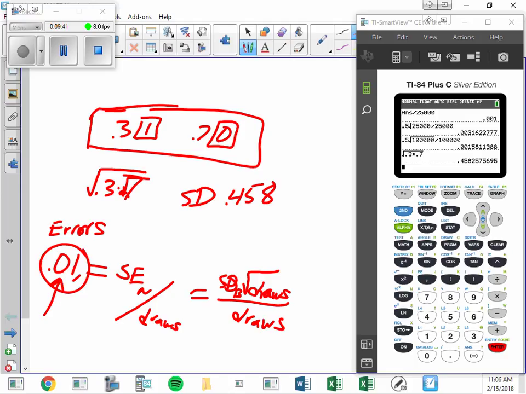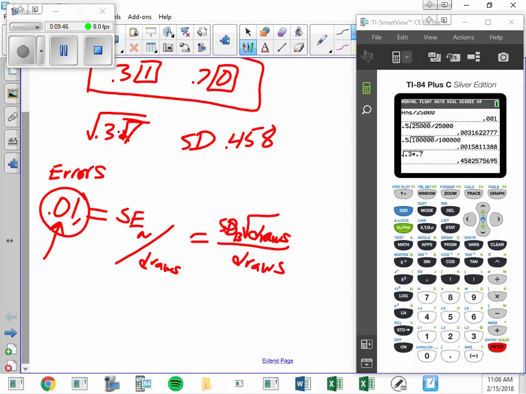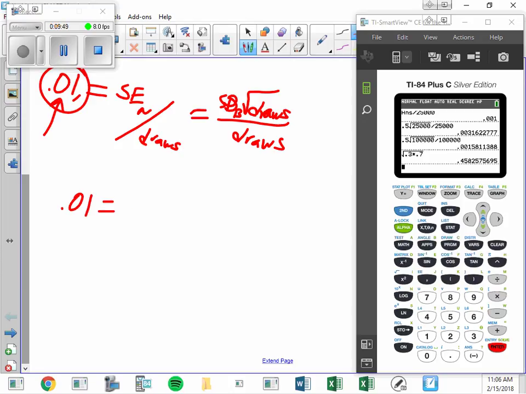What's the SD of the box? 0.458. So let's just work this backwards. 0.01 is equal to 0.4583 times the square root of D divided by D. What is the square root of D divided by D? Square root of D divided by D. It would be D to the 1/2.